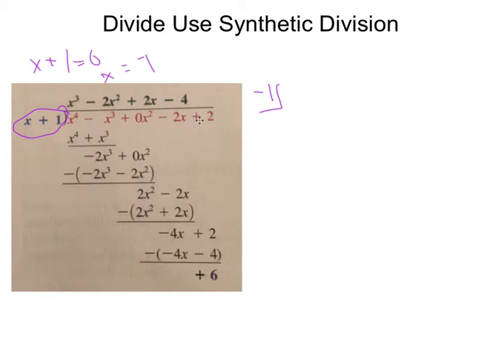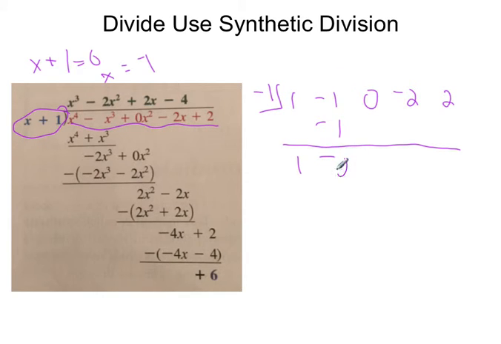Then you are going to list the coefficients of your radicand. So I'm going to have 1, minus 1, 0, minus 2, and positive 2. I'm always adding my columns, so I'm going to bring my 1 down, and then I'm going to multiply 1 times -1 is -1, add down -2, multiply the -2 times the -1, that's positive 2.